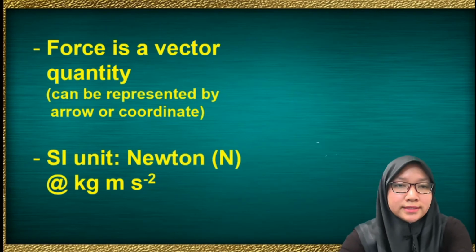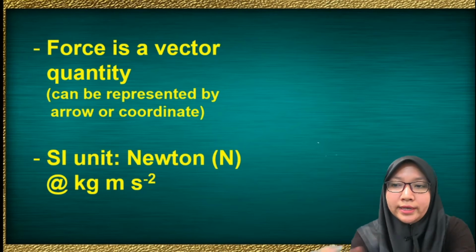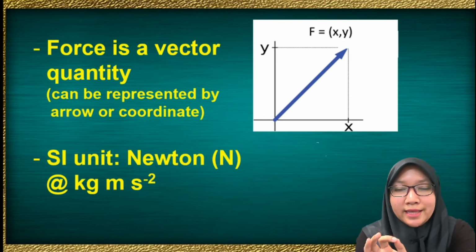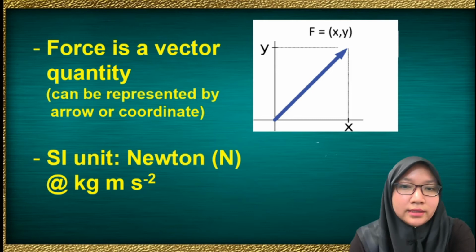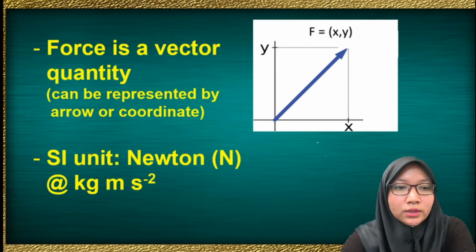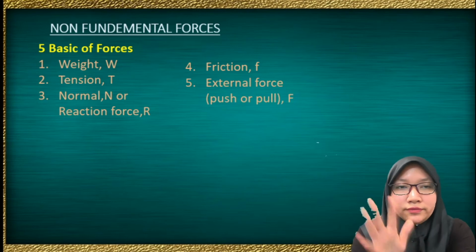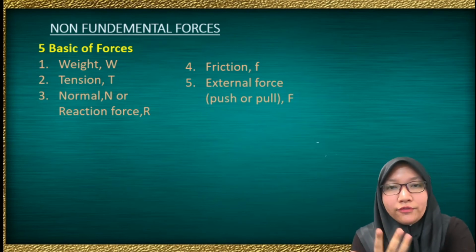Force is a vector quantity. It can be represented by an arrow or a coordinates. But be careful. Student tends to make a mistake by not drawing the tips of the arrow there. So be careful. The unit is Newton or kilogram meter per second squared. The non-fundamental forces are these 5 basics: weight, tension, normal, friction, and also the external force.